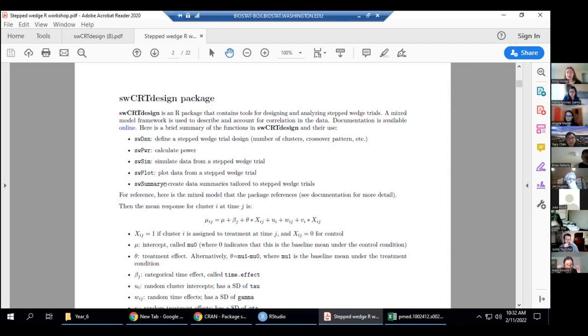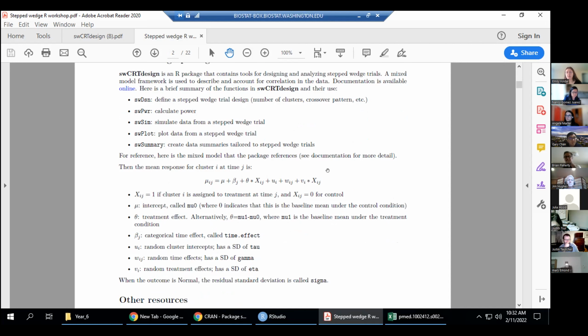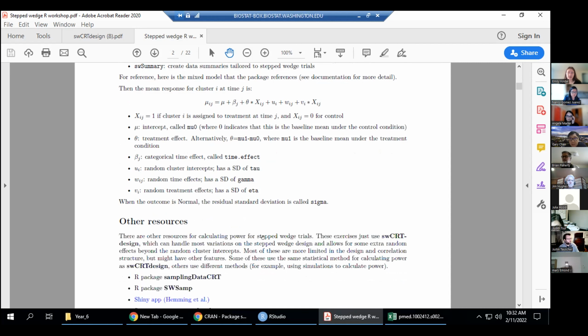And then the other functions: calculate power, simulate data, plot data, summarize data. They all rely on the model that you saw in the first portion of the workshop. This is called a mixed model, and this version is the more complex version of the two slides that you saw before. This is restating the model and giving you the translation into the arguments for the package. This funny, old-timey computer font means it's a piece of R code in this document, to distinguish it from text.